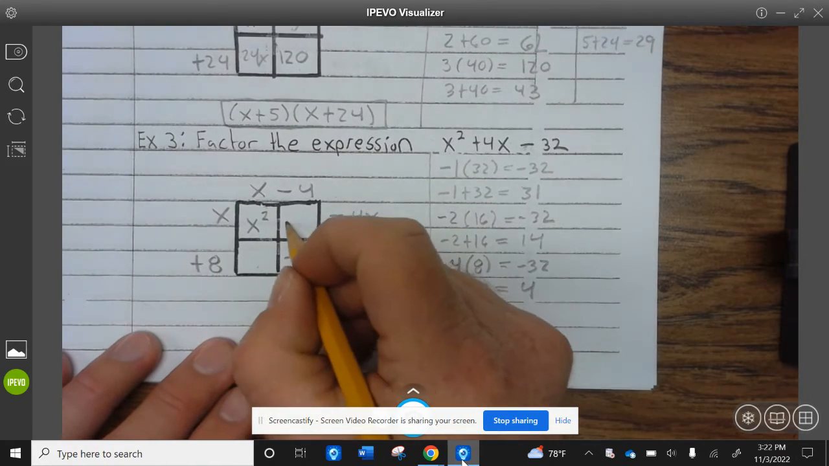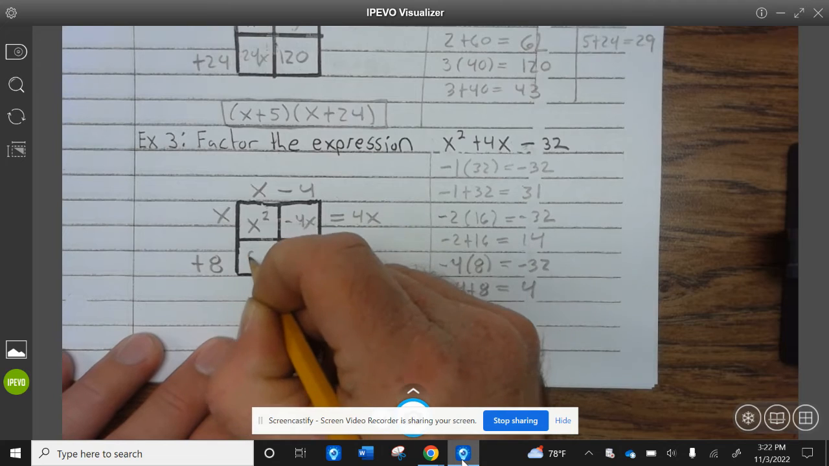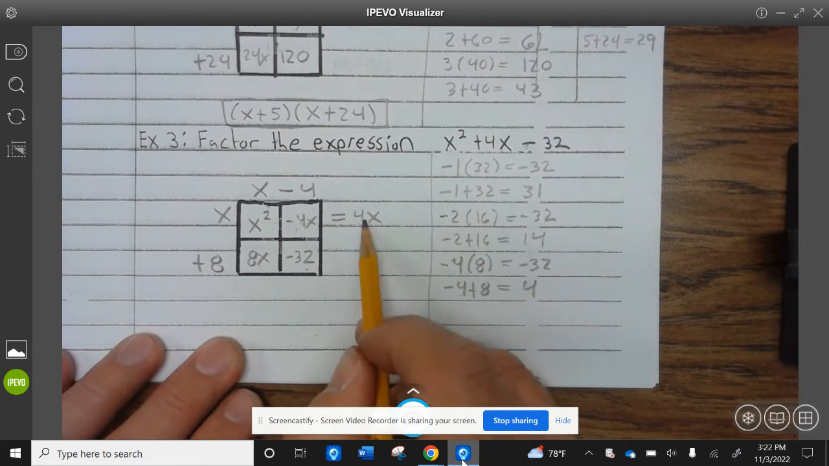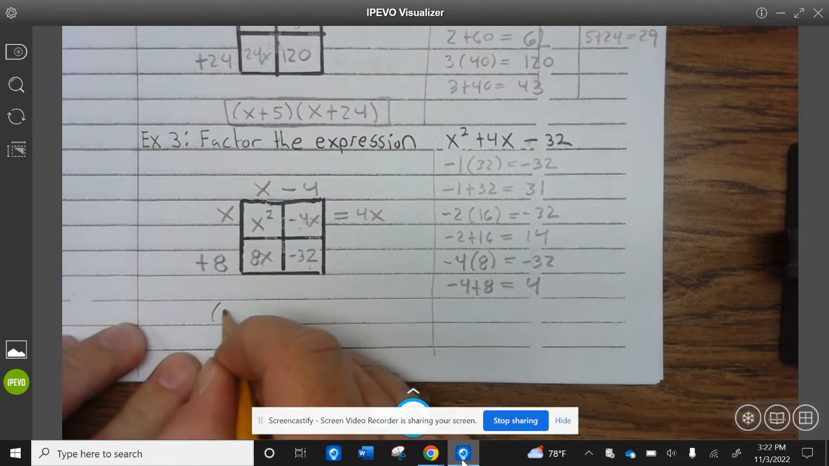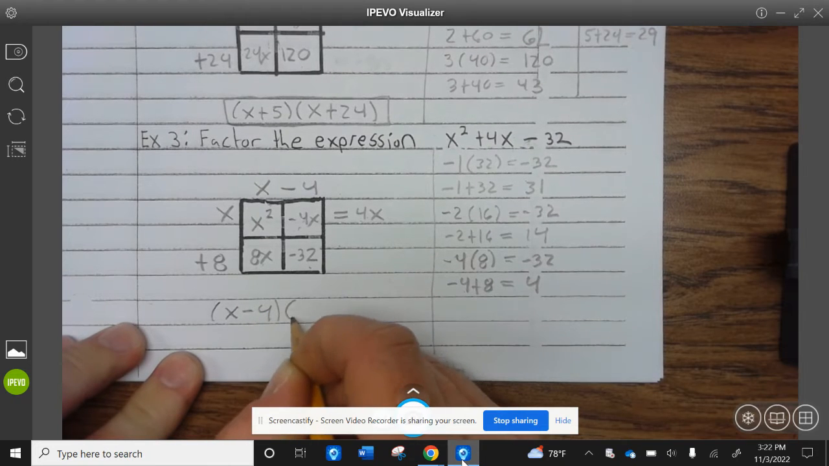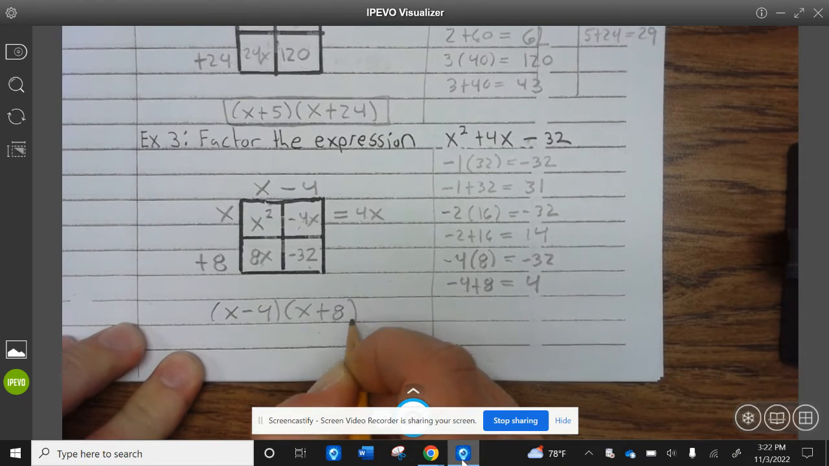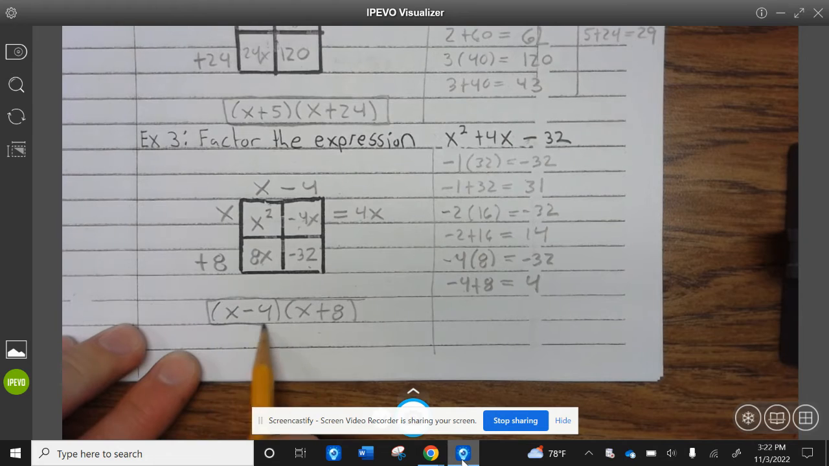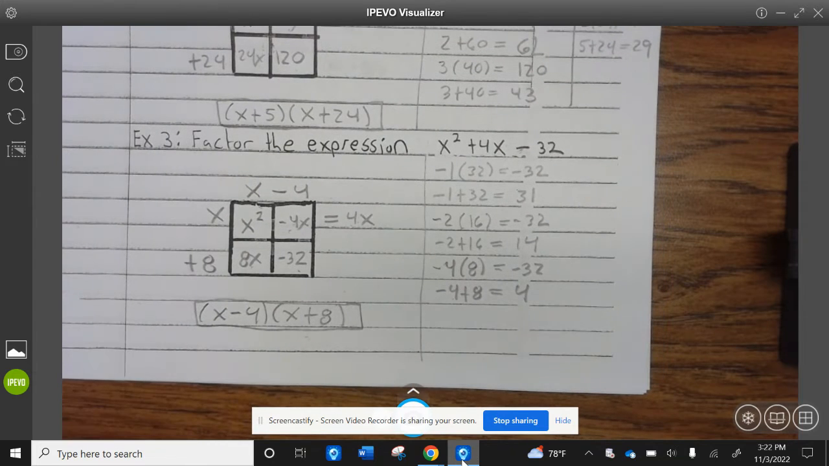Well, let's make sure this works. Negative 4x, positive 8x, that combines to be 4x, so this works. So the factors are x minus 4 times x plus 8. All right, go ahead and finish up example 3.